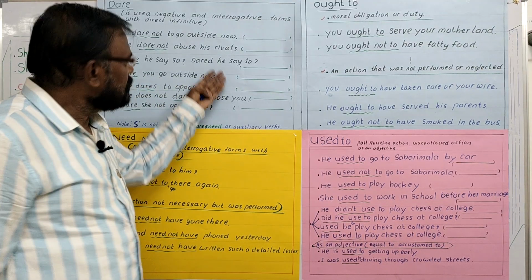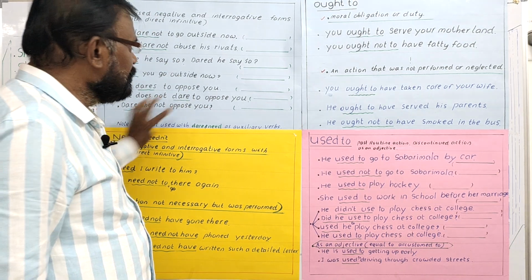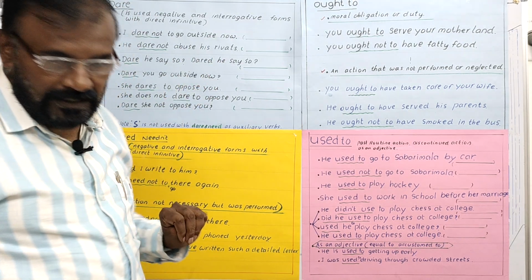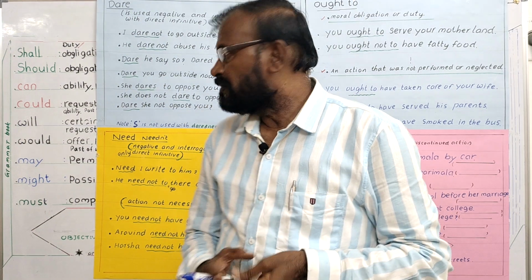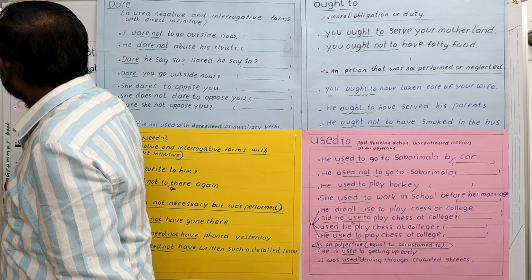These four, ought to, used to, dare, need. These four are called semi-modal verbs. Why? These are called semi-modals.